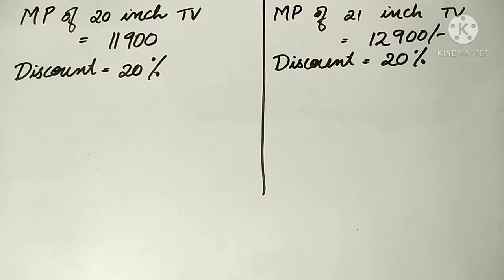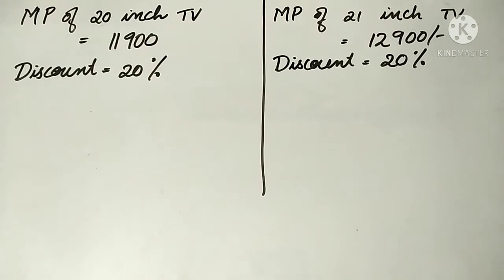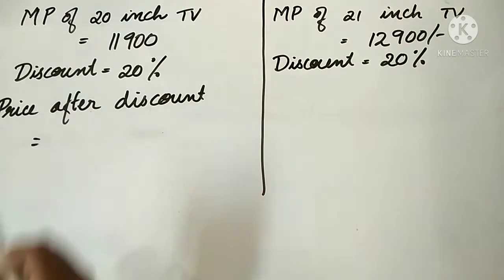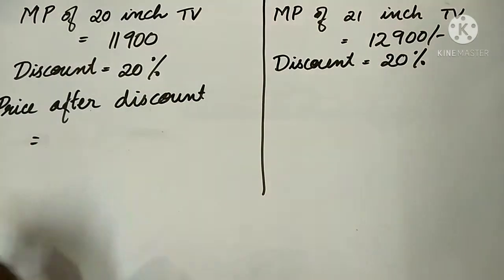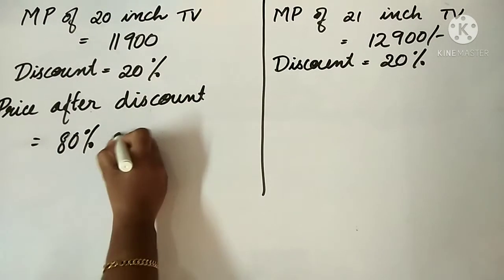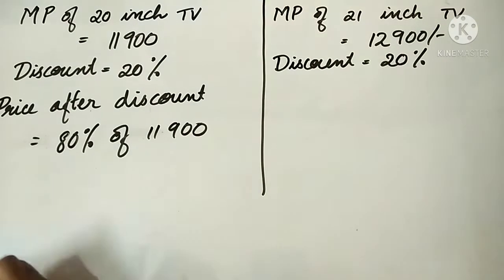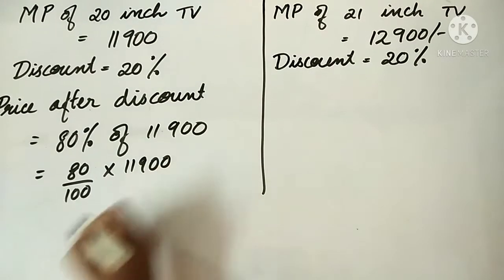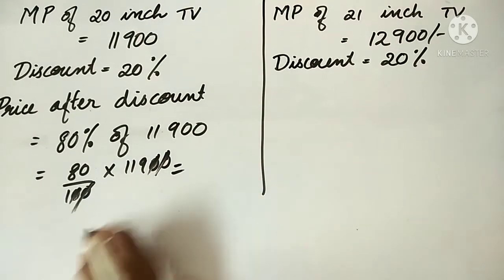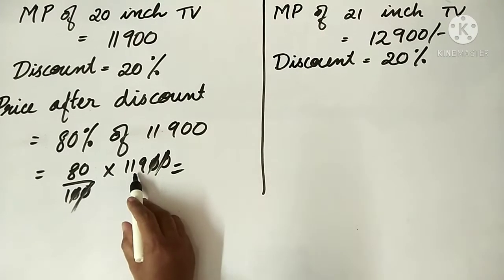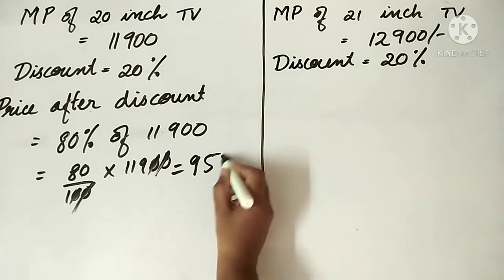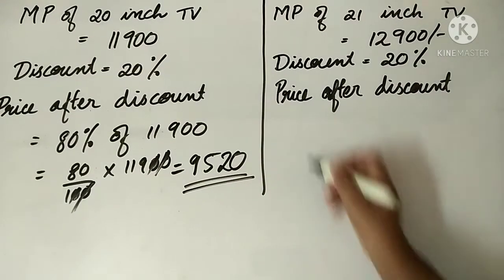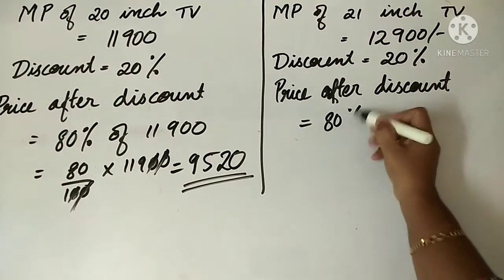So first we will see what will be the discount amount of these two TVs. Therefore, price after discount is equal to 20% discount. So, he needs to pay 80% of it. So, 80% of 11,900. That is equal to 80 by 100 into 11,900. Zeros get cancelled. Balance 80 into 119. Answer 9,520.